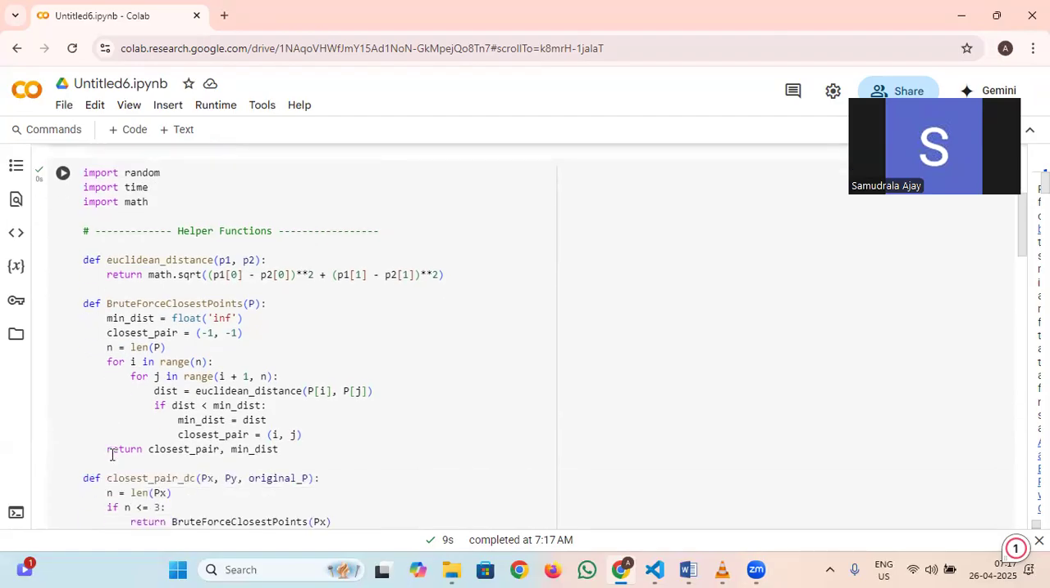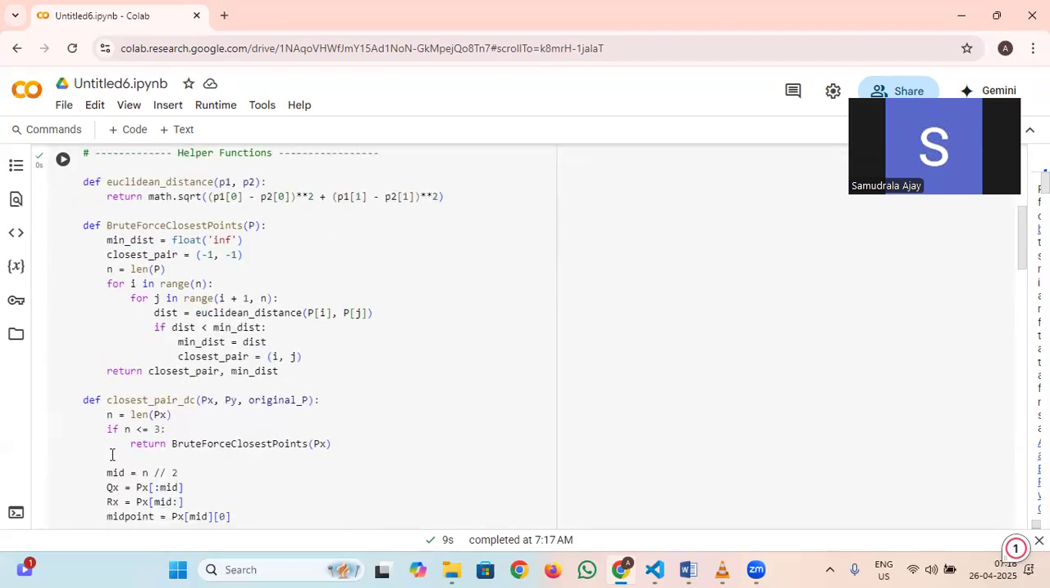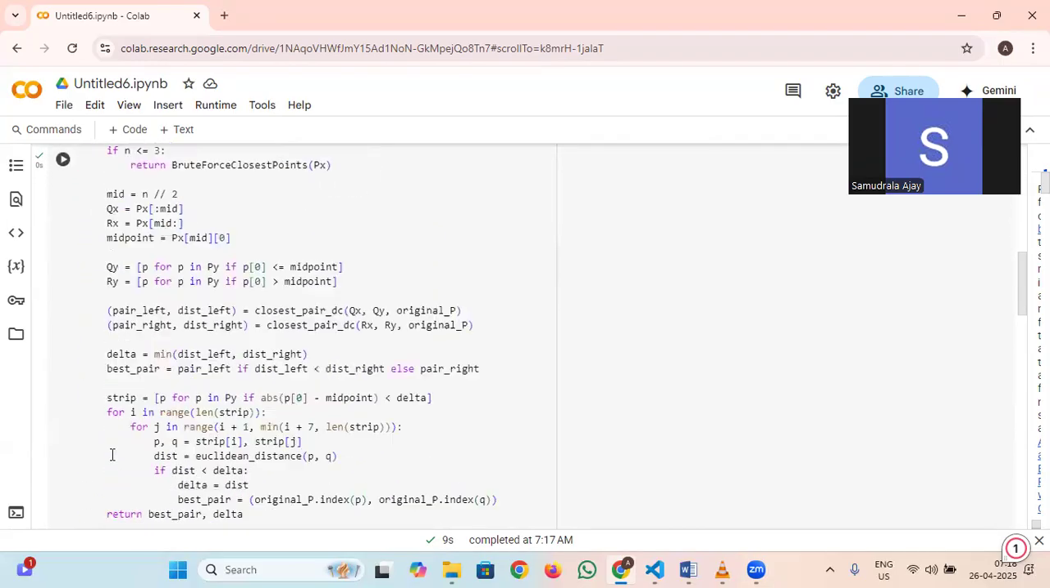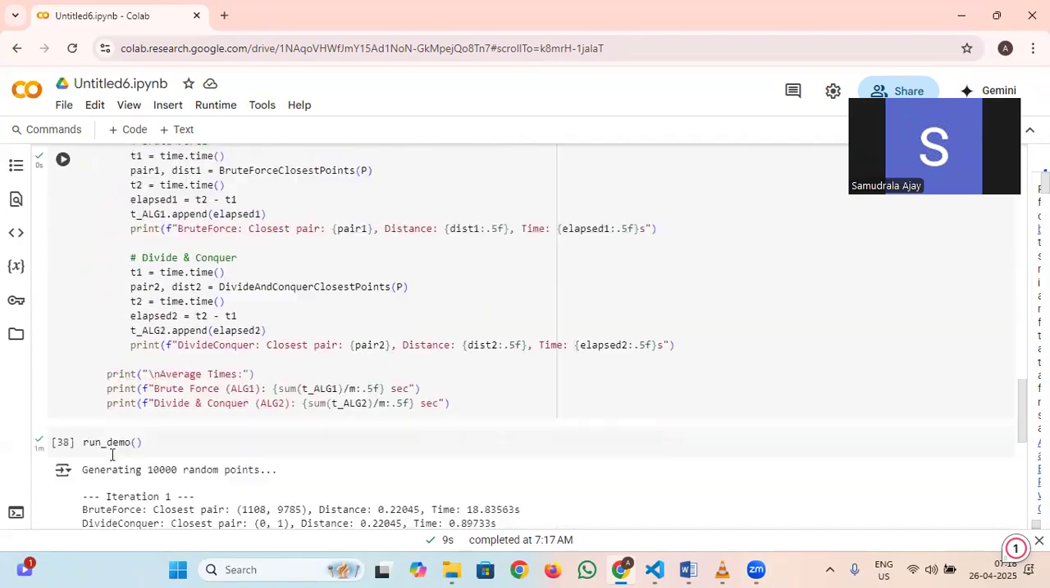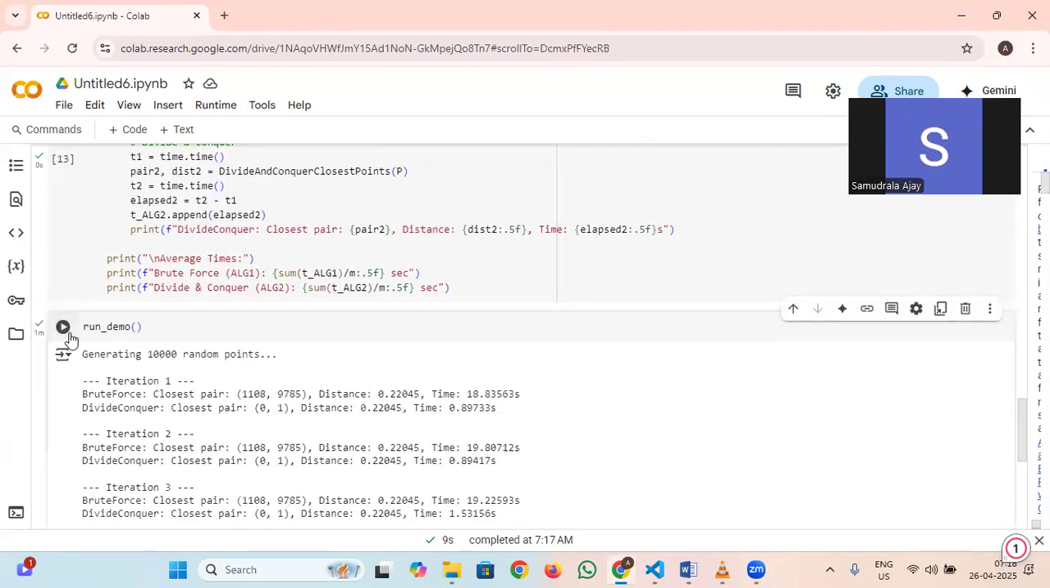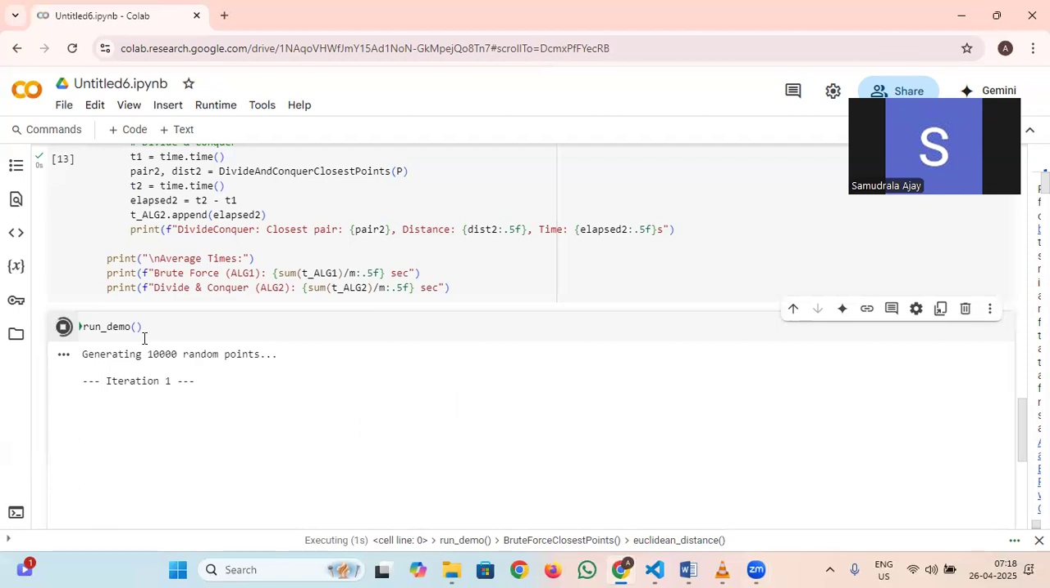Divide and conquer sorts the input first, uses a strip checking strategy near the midpoint to find the optimal solution more effectively. And we're running the demo cell here. Now we explore the demo.